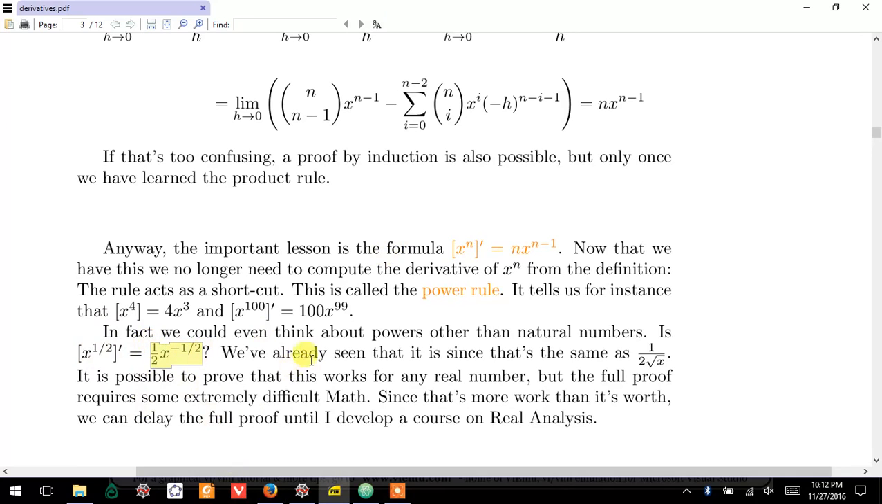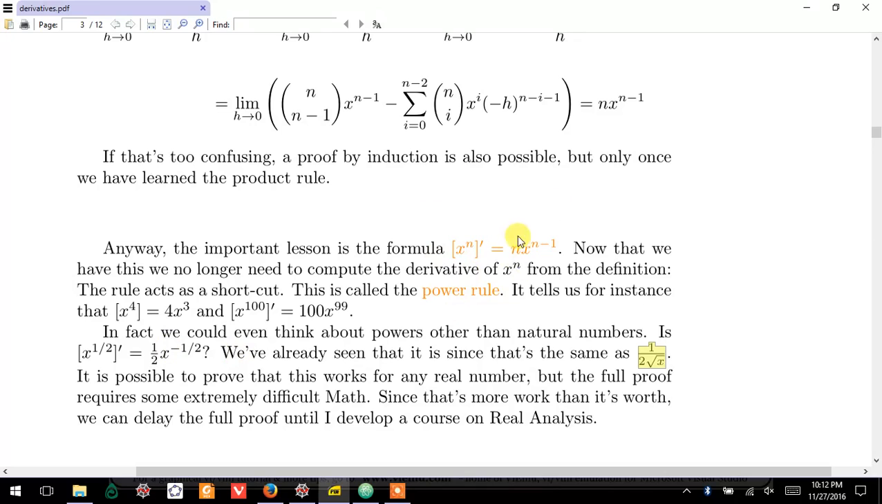And in fact, we've seen this one, right? We already saw, or I think we've at least seen something like it, that the derivative of square root x is this, which you can rewrite as 1/2 root x. So if you actually compute the derivative of square root x from the definition, you'll in fact get exactly this, which is the same thing as the power rule says.